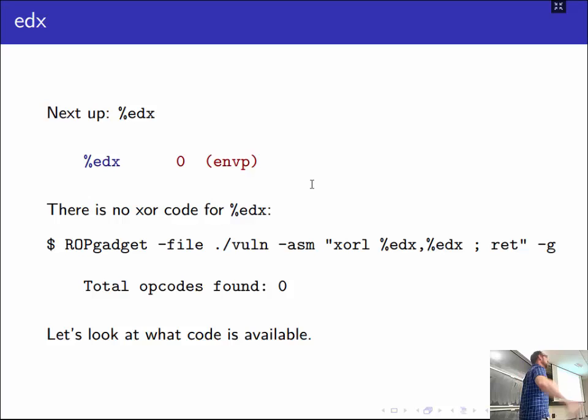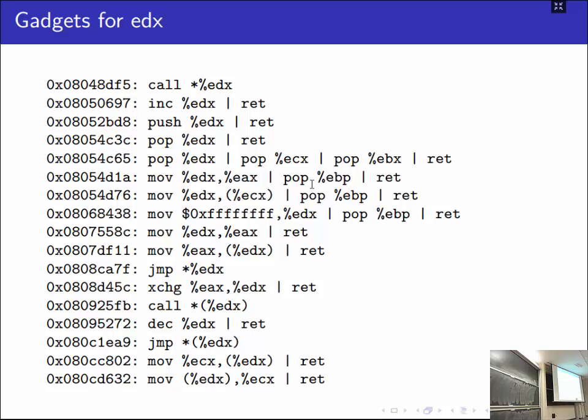The first thing we try is to see, can we just XOR it and be done? But then we realize that, of course, it's not that easy. So now we're faced with these guys. What do we do? We're going to try to clear out ECX. So now I definitely want some theories about what we can do. Bring it on.